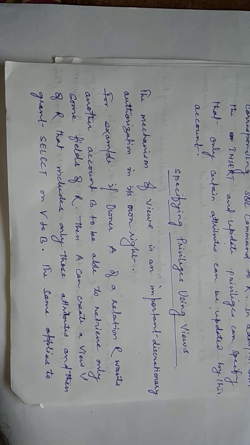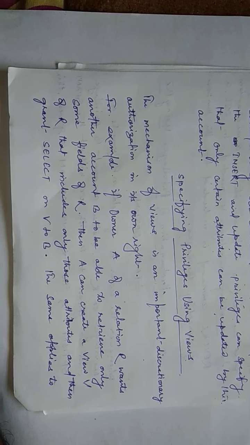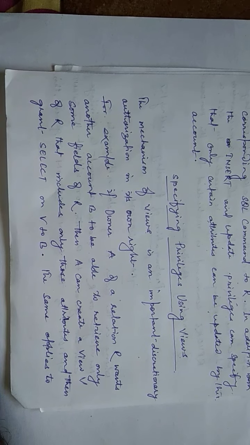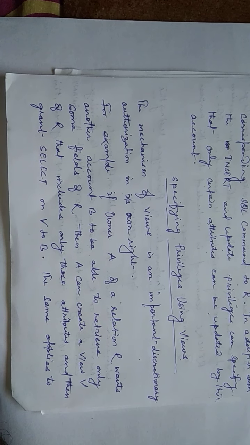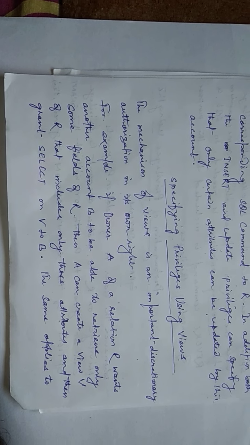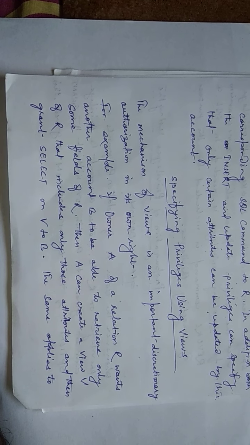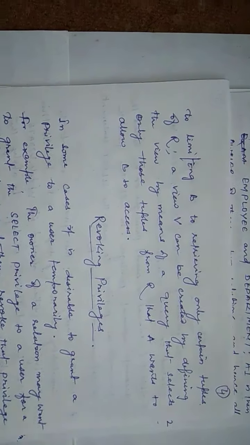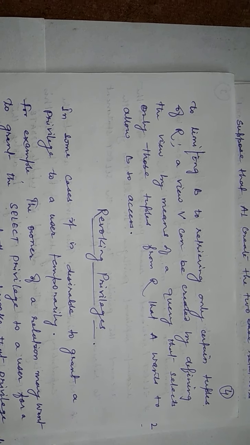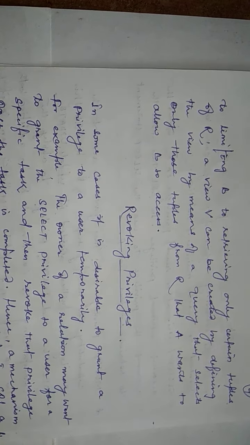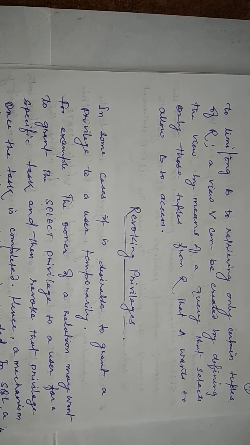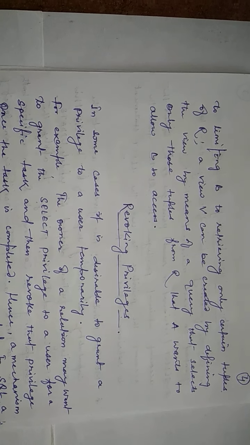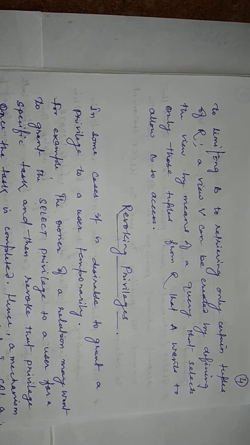For example, if owner A of relation R wants another account B to be able to retrieve only some fields of R, then A can create a view V of R that includes only those attributes and then grant SELECT on V to B. The same applies to limiting B to retrieving only certain tuples of R. A view V can be created by defining the view by means of a query that selects only those tuples from R that A wants to allow B to access.